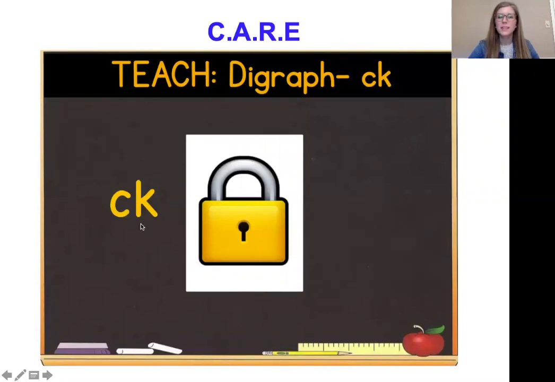When the letters CK are together, they stand for one sound, K. You see this Digraph CK at the end of a word or syllable that has a short vowel sound and ends with the sound K. Say CK, lock, K. CK, lock, K. The word lock ends with the sound K. We would see CK at the end of the word lock because lock has the short O sound and it ends with the sound K.